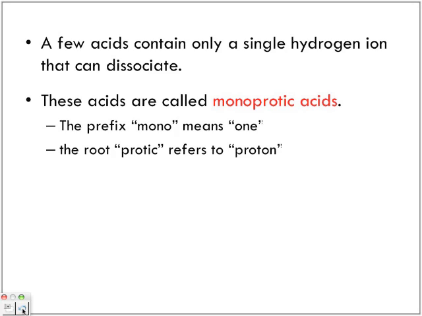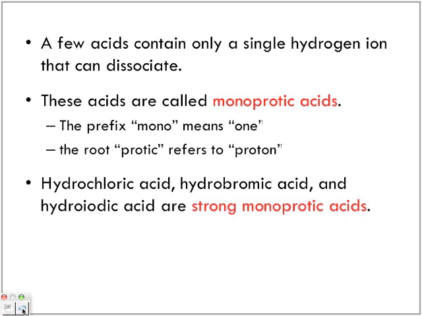Remember, when that hydrogen is given off, it loses the electron, and that positively charged proton tacks on to water molecules, forming the hydronium ion. As we said, hydrochloric acid, hydrobromic acid, hydroiodic acid. These were three of the examples of the strong acids that I showed you in the previous slides. But these are considered strong monoprotic acids.